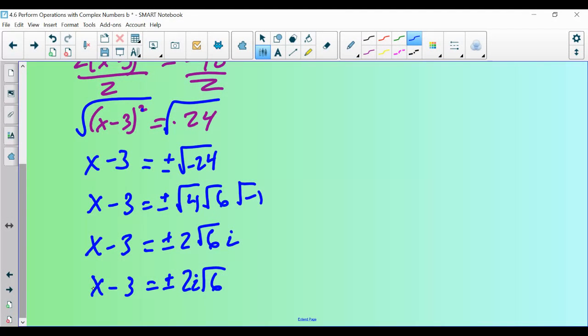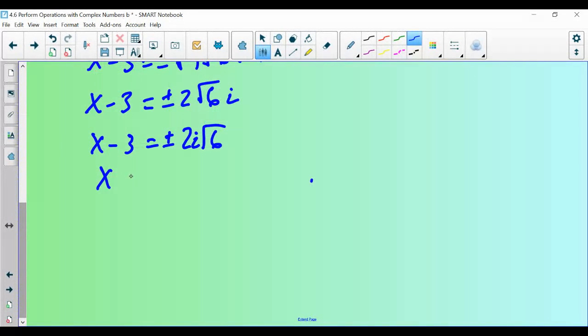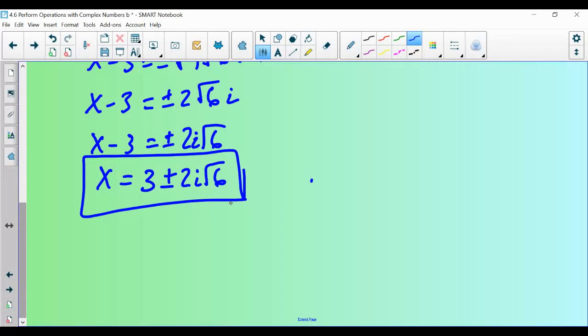And then x isn't by itself yet, so we need to add 3 to get it by itself. So we would have x is equal to, if I add 3, I'm actually going to put the positive 3 in front of the plus or minus. We did the same thing with roots in a previous lecture. So we'd have 3 plus 2i root 6 and 3 minus 2i root 6, and that would be our answer.